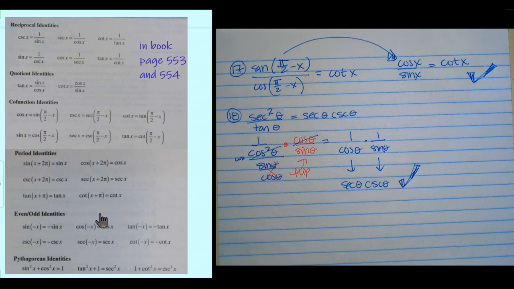Even or odd, cosine's the only one that gives you the exact same. The other 4 give you negative versions of themselves. And you definitely know this first Pythagorean identity. The other 2 you might have to memorize. So I feel like there's not that many that are new for you to memorize, but I'd like for you to work on them. Any questions?